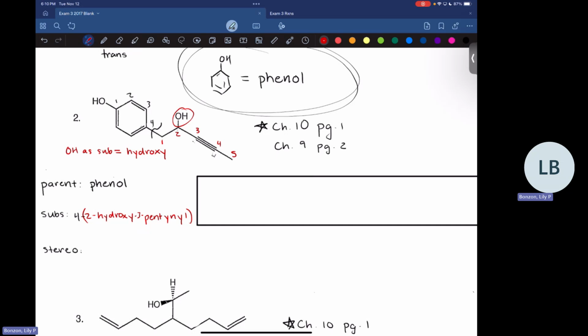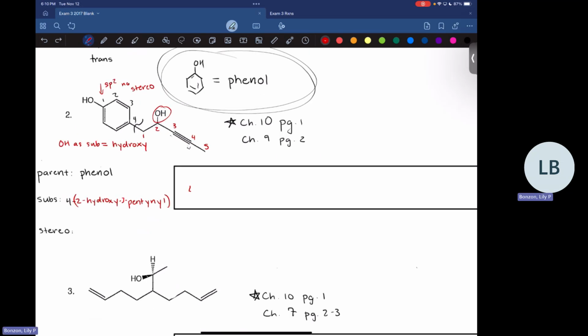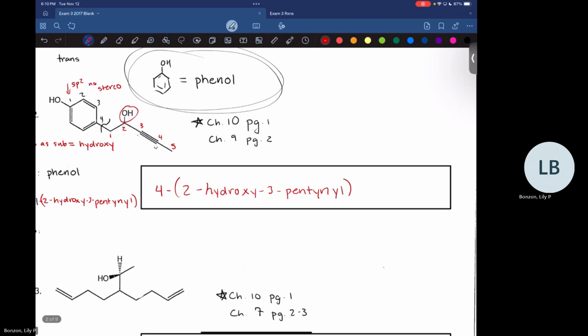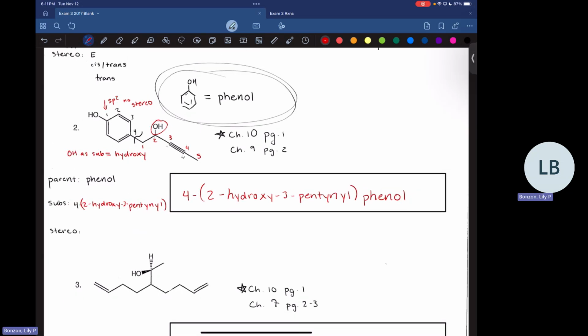We don't have any stereochemistry. We don't have stereochemistry on sp2 carbons. Triple bonds don't have stereochemistry, and we don't have any wedges or dashes on this carbon that we could use to identify stereochemistry. So this one, we don't have to do stereochemistry. We're just going to put it all together. So 4-parentheses 2-hydroxy 3-pentynyl. And then our parent was phenol. Any questions on this one?